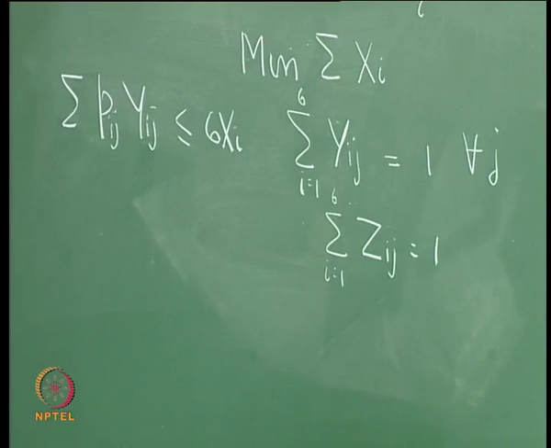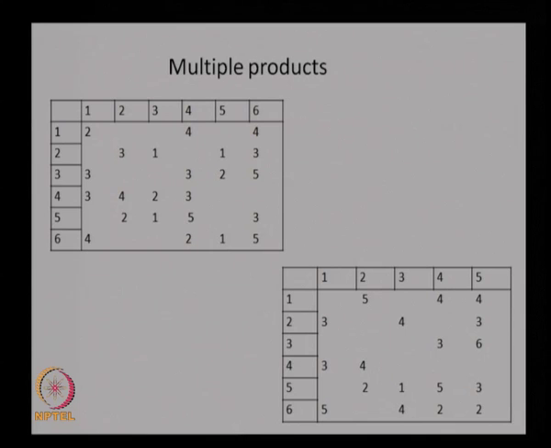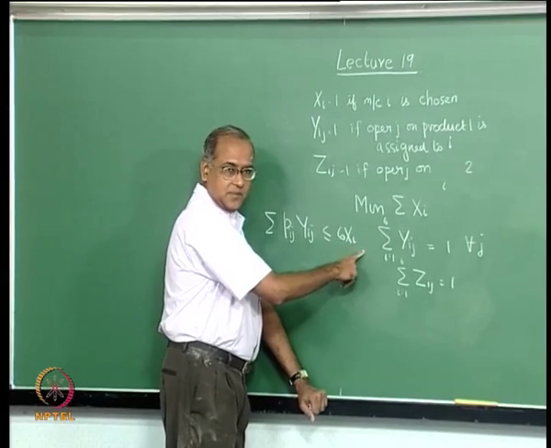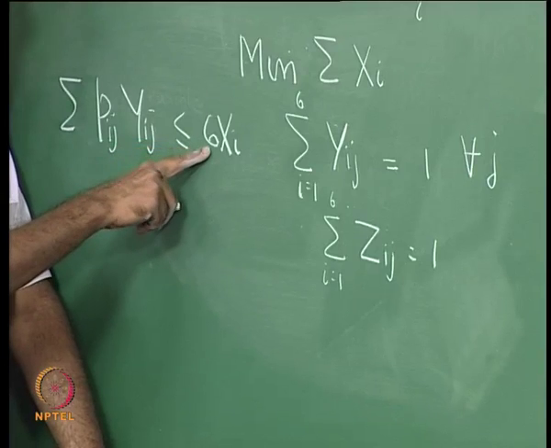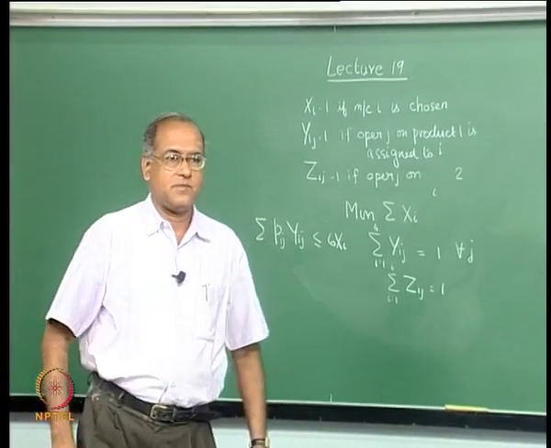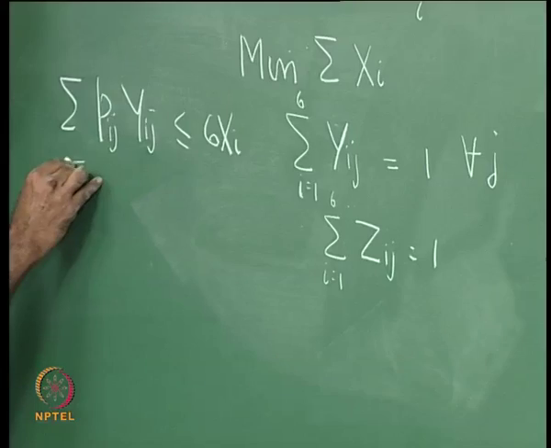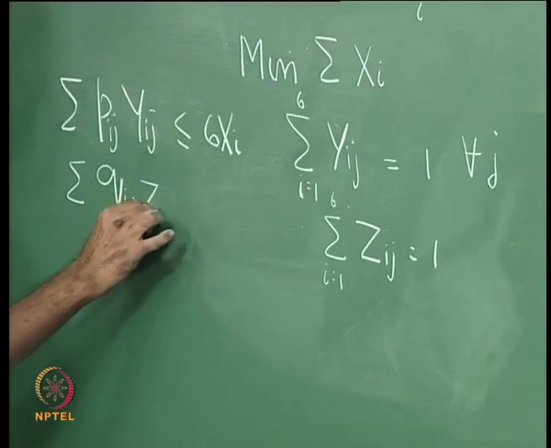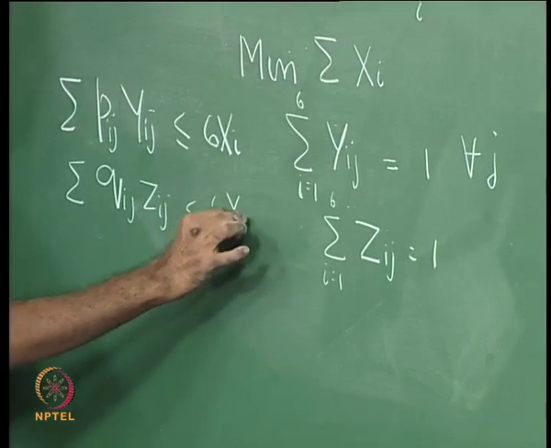If we take the first product and if we take, for example, the operations assigned to machine 3, then 3y31 plus 3y34 plus 2y35 plus 5y36 should be less than or equal to 6 x3. Only when x3 is chosen the 6 units of time is available and whatever is assigned should be less than or equal to 6. In a similar manner, sigma qij zij is again less than or equal to 6 xi.